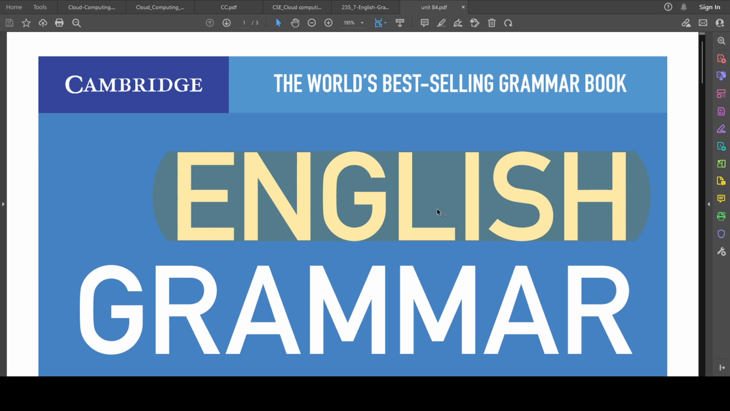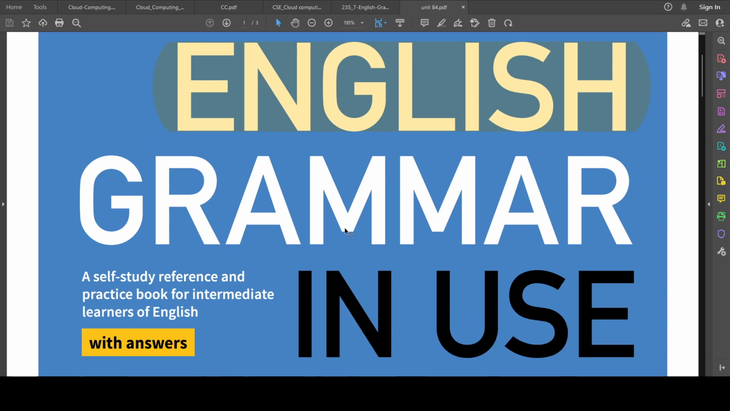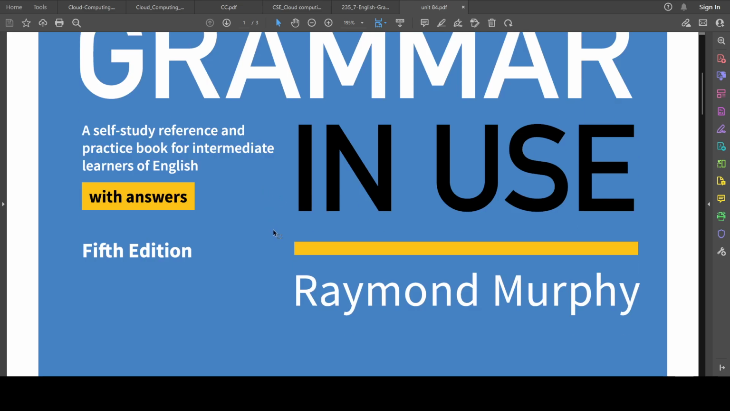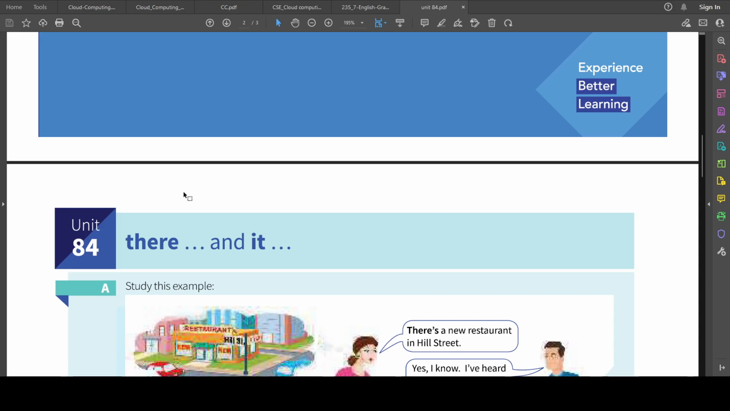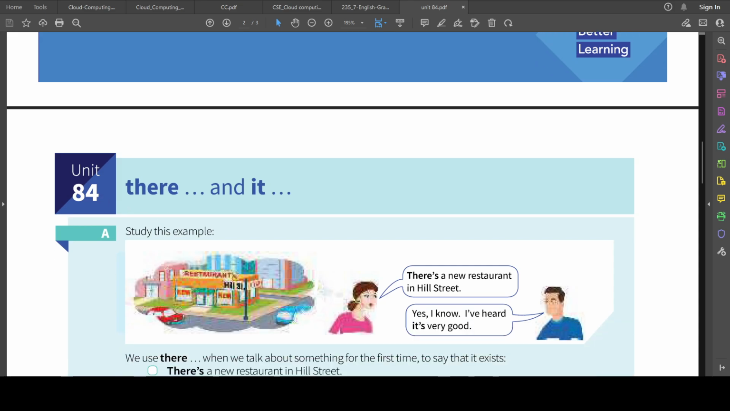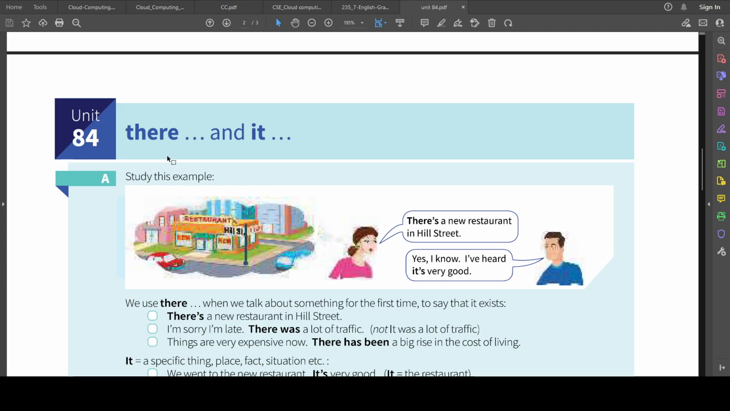So today we're going to cover a new topic, which is there and it. But before we start, I would like to introduce the book that I'm using now. The book is English Grammar in Use by the author Raymond Murphy. It's the 5th edition, and it's a book made for English grammar learners. So let's start. The unit that we're going to check today is unit 84, there and it.